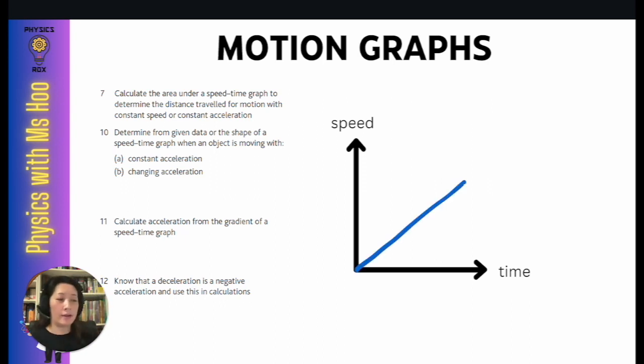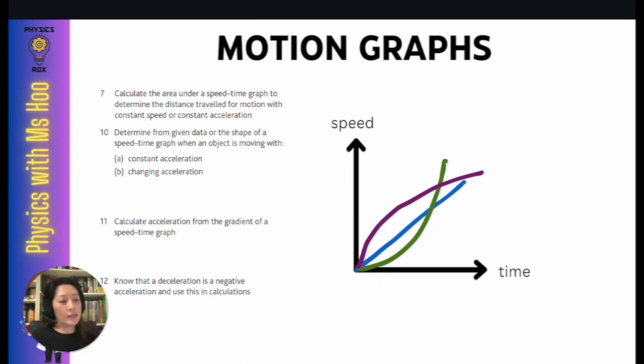So this is a straight line graph. And because it's a straight line, that means the change in speed is at a constant rate. Therefore, this is constant acceleration. If you have a graph that looks like this, where it's a curved graph, you can see that the gradient is increasing. And what this tells us is that the acceleration is increasing. Whereas if you have a curved graph like this, but the gradient is decreasing, then the acceleration is decreasing.